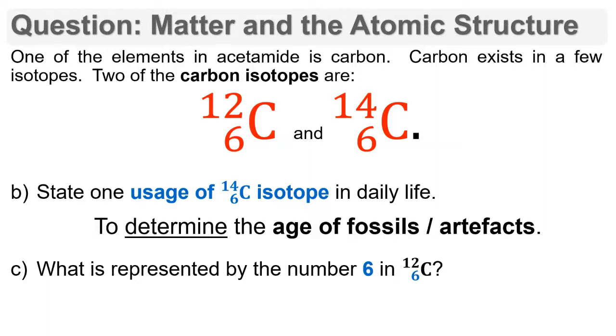C. What is represented by the number 6 in the standard representation of carbon-12? To answer this, we must understand the standard representation of an atom. The first standard representation consists of the letter C and the numbers 12 and 6. C is the symbol of element, which is the symbol of carbon. 12 is the nucleon number. And as for the number 6, it is the proton number of carbon. To answer, 6 represents the proton number.